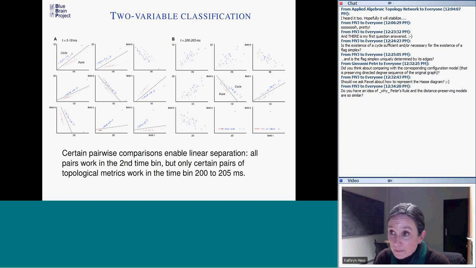In panel A, we're looking at the time bin from 5 to 10 milliseconds, and if we look at correlations between these different metrics, that enables us to distinguish between point and circle. So the dot is the circle stimulus and the triangle is the point stimulus. But if we go a bit further along, to 200 to 205, in order to distinguish between the two by one of these two variable classifications, we really need to use topology to do so.